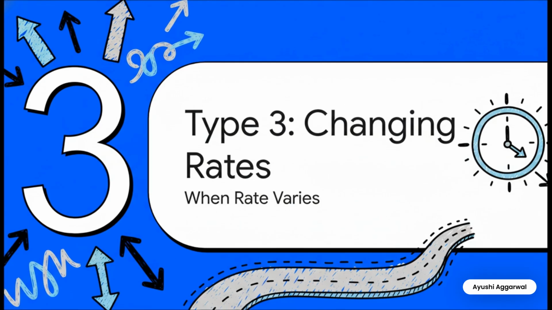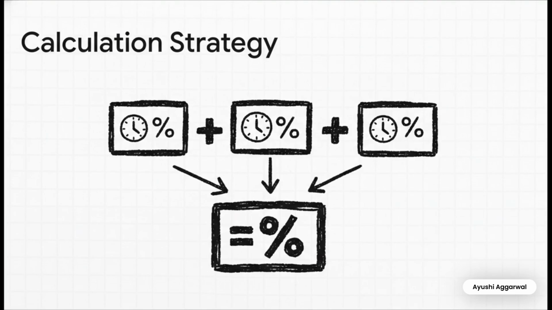But don't you worry, there's a really straightforward way to handle this as well. The logic here is super simple. All you have to do is calculate the total interest percentage for each little time period separately, and then you just add them all up. This gives you the total effective interest percentage for the whole duration.